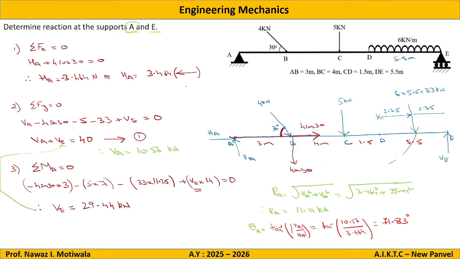Now you must be wondering, I have done this for point A only, why not for point E? So if you observe, at point E there is only one reaction, so we don't need to find the resultant because there is only one reaction. So the final answer: reaction at point E is VE, that is 29.44 kilonewton, and reaction at point A is a combination of HA and VA, so that will be RA, which is equal to 11.11 kilonewton acting at an angle of 71.83 degrees. This completes the question.